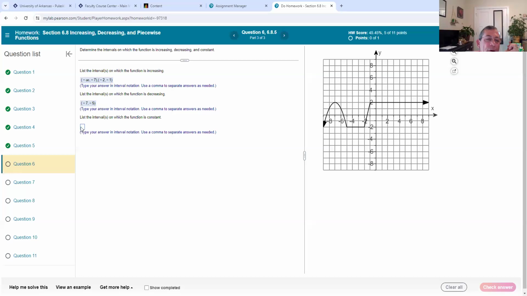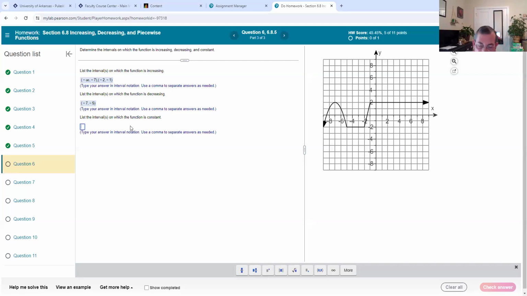Next will be our constant. So I'm going to start with the one on the left side first. So you got to go in order, left to right now. So the flat line here, we want to know what x value does that start going flat. And then where does the first line stop going flat at?